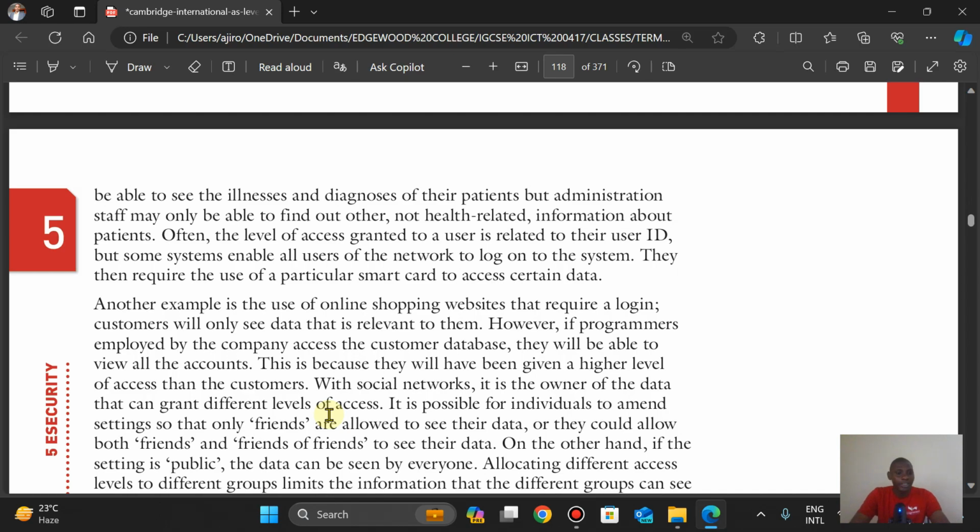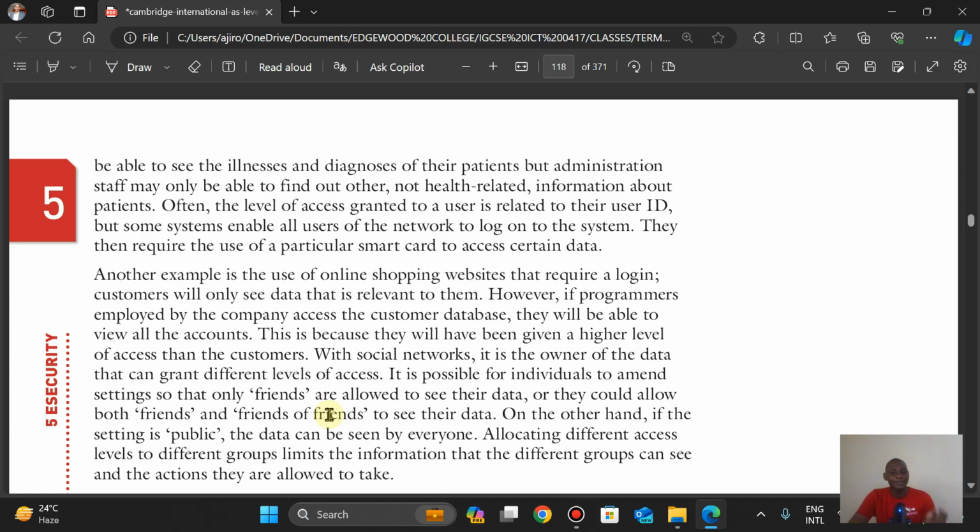On the other hand, if the setting is public, it simply means that it can be seen by anyone. So whenever you're posting, you have to be careful, because you have the option of making it public, making it only your friends, or making it friends of friends. Okay, allocating different access levels to different groups determines the information that the different groups can see and the actions they are allowed to take.